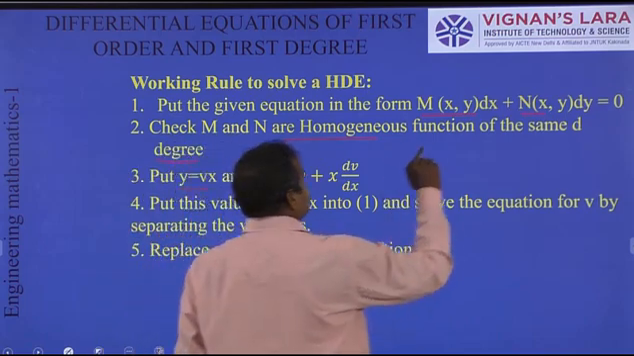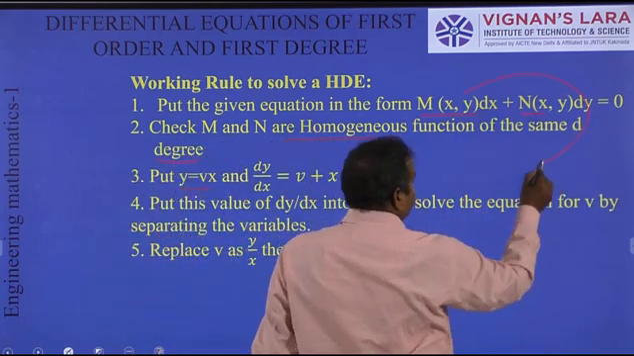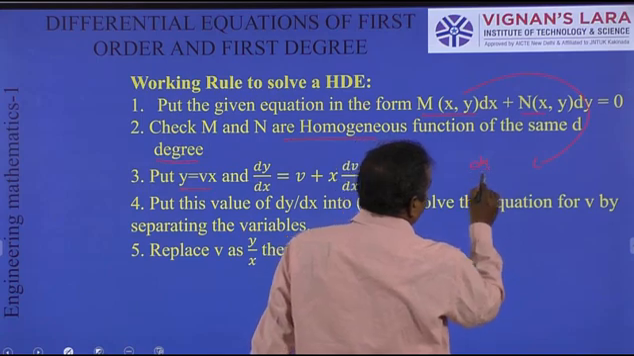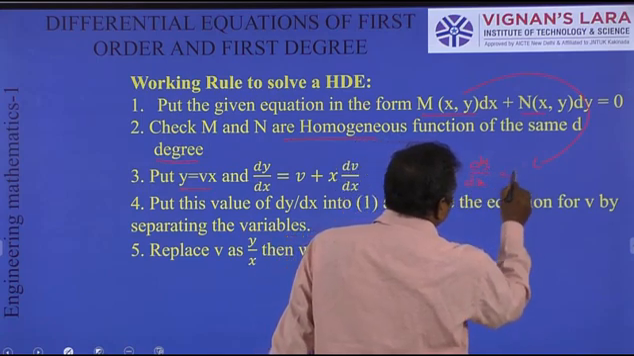So how do we substitute those values? First you have to convert that equation into the form dy by dx is equal to a term.